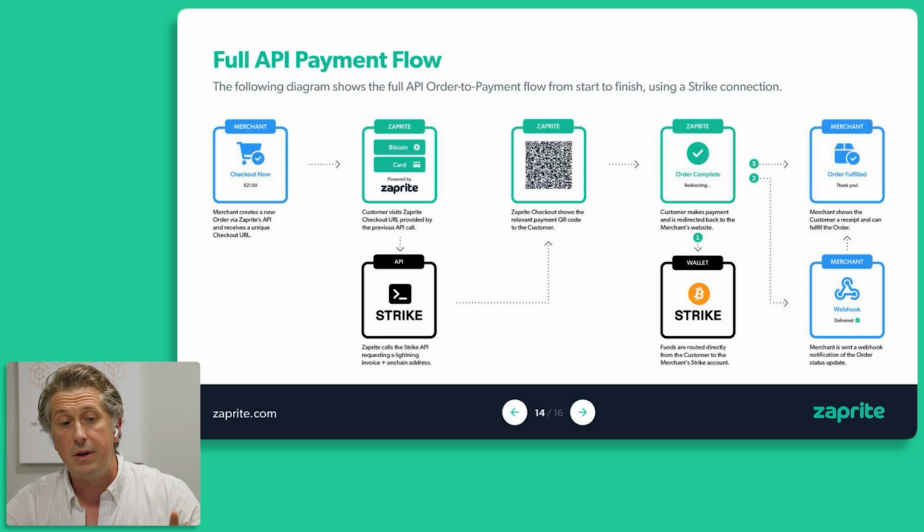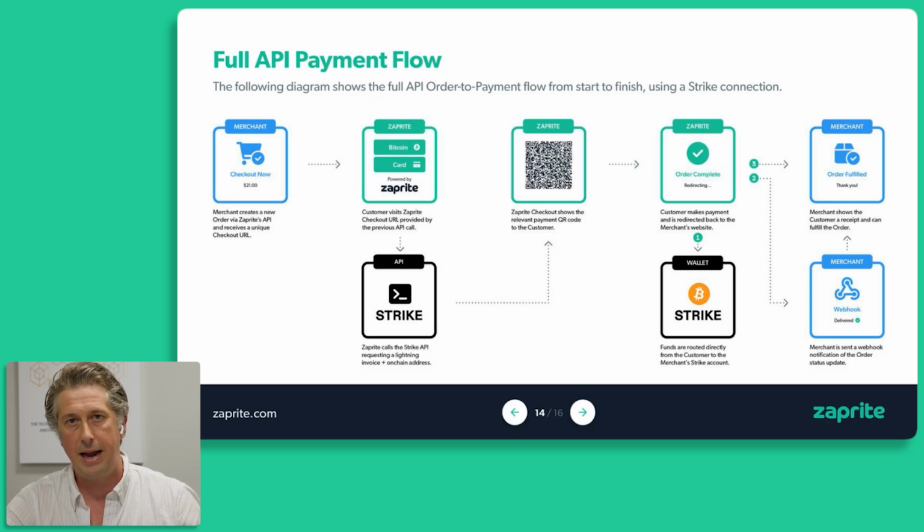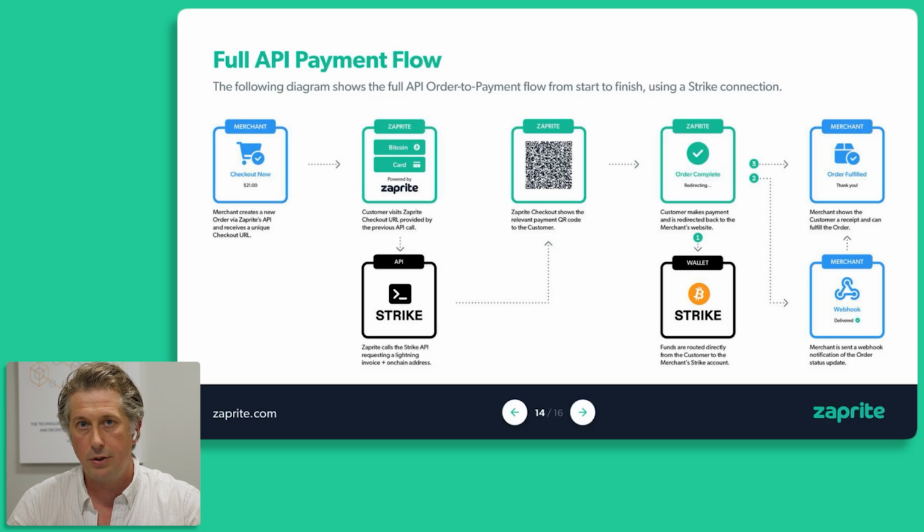Oh, I should mention real fast while we're doing this, it's not just credit card on the fiat side. It's also Google Pay, Apple Pay, all the things that come with Square or Stripe are also included in those fiat options. It's not just credit cards.